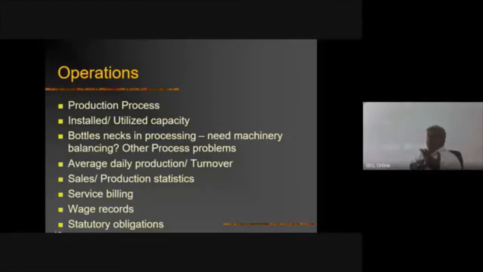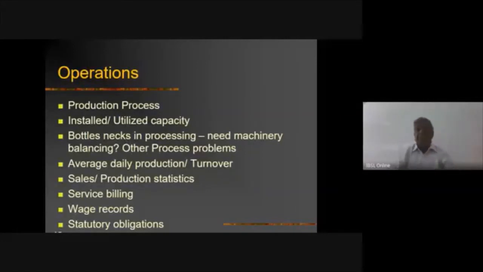EPF payment, ETF payment, their statutory obligations. And then tax payments, whether these things are done. EPF payment, ETF payment have been made, statutory payment. The tax payments have been made. So statutory obligation, whether these people are honoring their statutory obligation. Then the future prospect. How is the future prospect for this company?